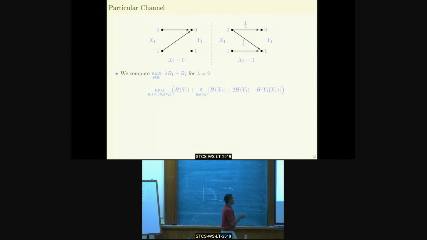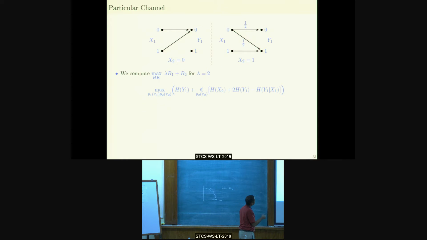So here's a particular channel. We look at lambda equal to 2. What happens here? When x2 is 0, when the second person transmits 0, y1 gets only 0, irrespective of what x1 transmits. When x2 is 1, this is like a channel where 0 flips by probability half and 1 is kept constant. And here we want to compute the maximum of the lambda sum rate.